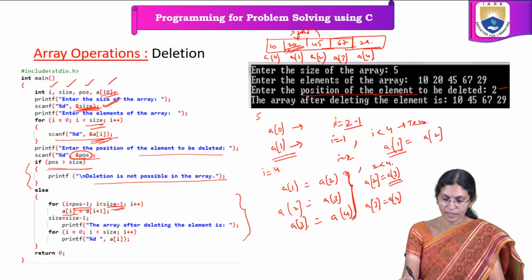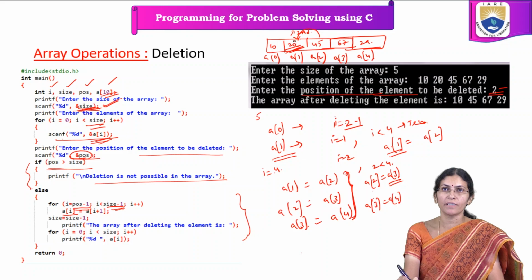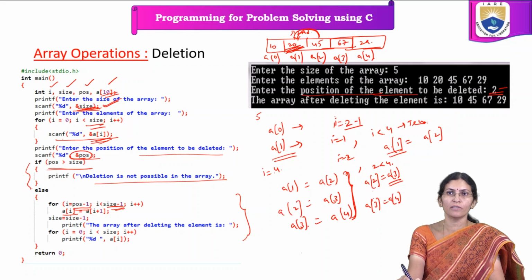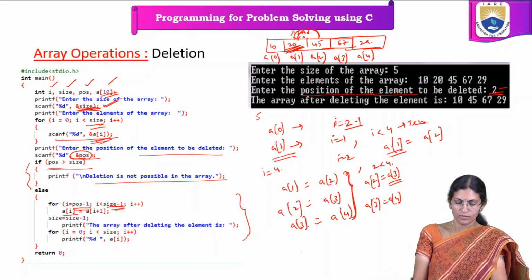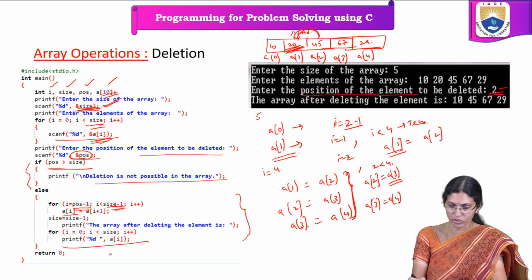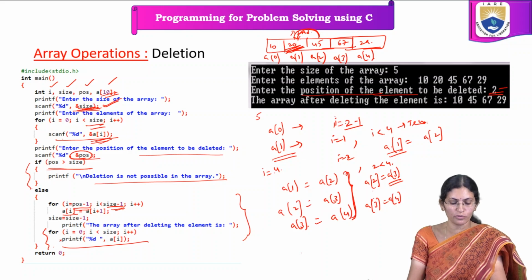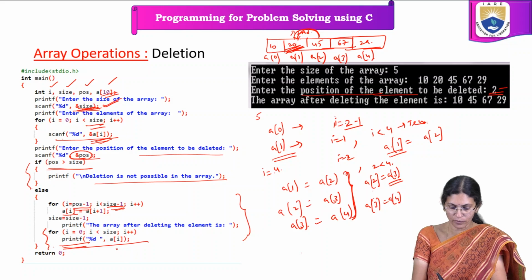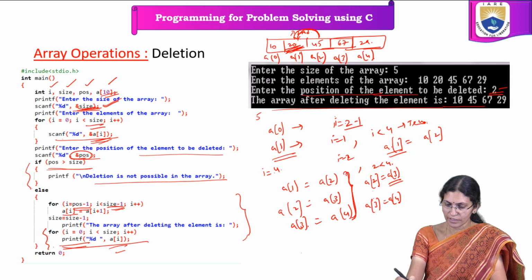So enter the position. At the second position, we need to delete the array element. So this value has been overwritten by this value. In order to print the array elements after the deletion operation, we need to use a for loop. Inside the for loop, we use the printf statement for printing each element of the array. So the array after deleting the element is 10, since we are deleting the element at the second position.